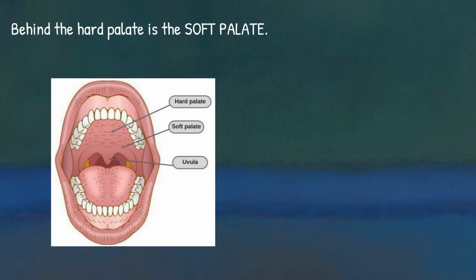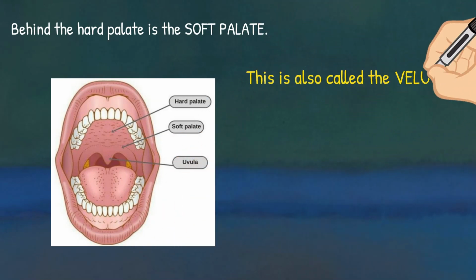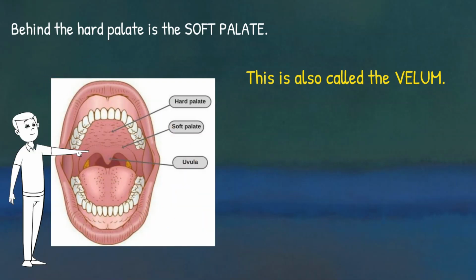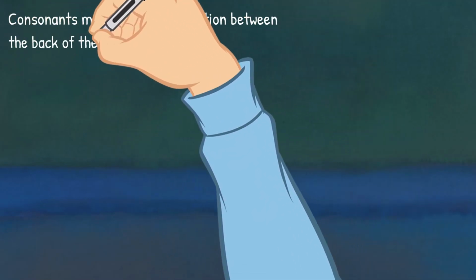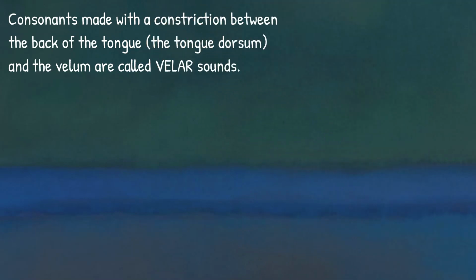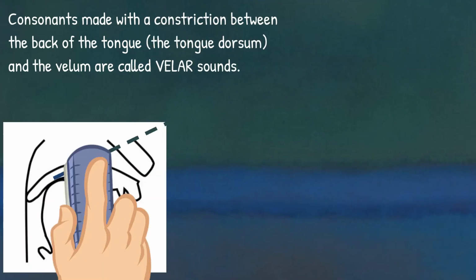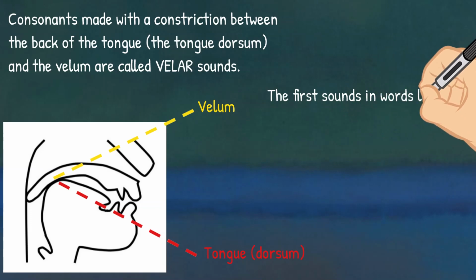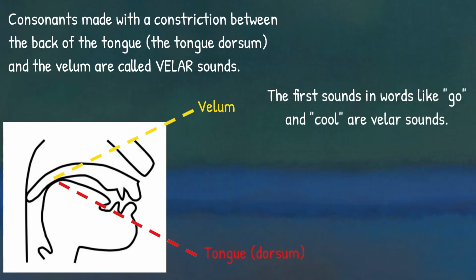If we go back even further into the mouth, behind the hard palate, we come to what's called the soft palate, which is also known as the velum. Consonants that are made by forming a constriction between the back of the tongue, or what we call the tongue dorsum, and the velum are what we call velar sounds. So here's the velum, and here's the tongue dorsum, which is raised to form a constriction with the velum. The first sounds in words like go and cool are what we call velar sounds.